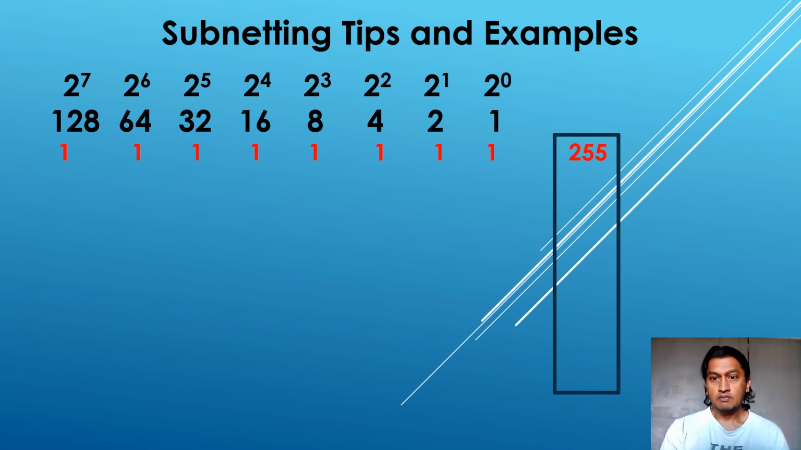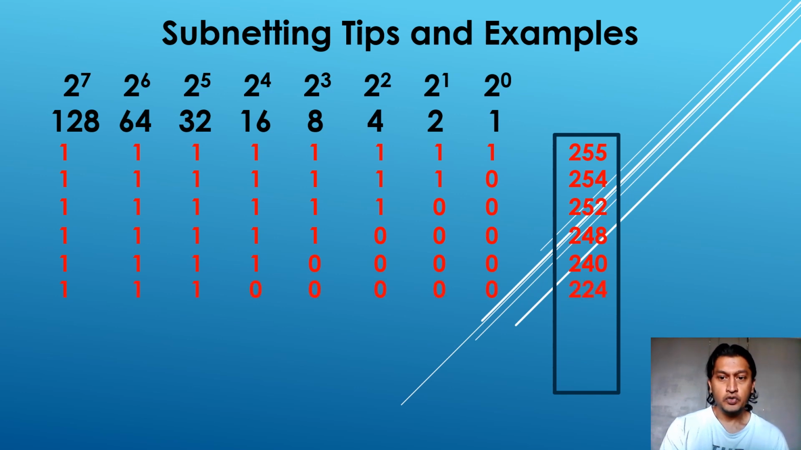It's either all ones, which is 255, or 7 ones, 254. And as we go down and remove our network bits and add host bits, you can see that we have 252, 248, 240, 224, 192, 128, and obviously 0. So these are the only numbers you will see in a subnet mask. If you see any other number in a subnet mask, there's an error there somewhere. So that's the first thing to remember.